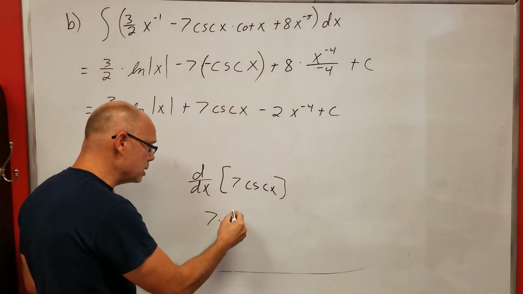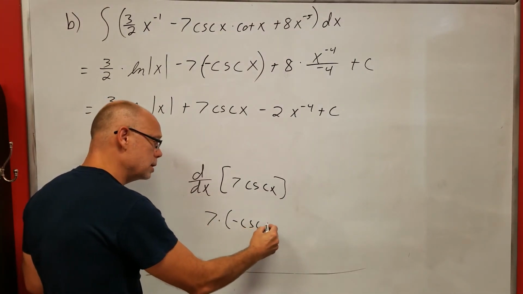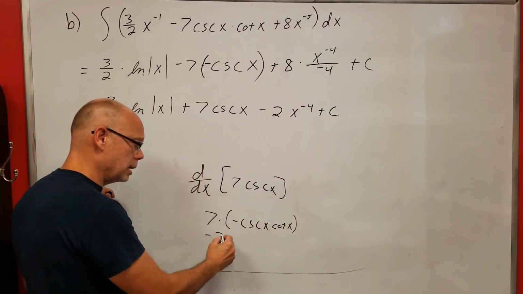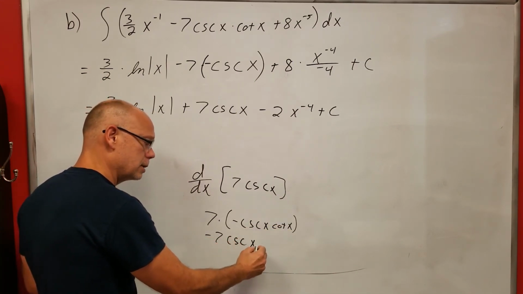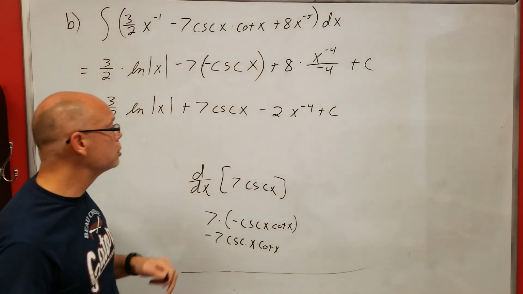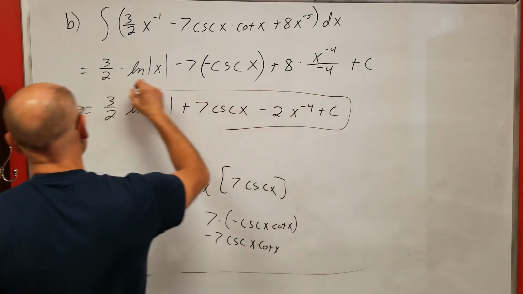What's the derivative of cosecant? Negative cosecant times cotangent. What does that give me? Negative 7 cosecant of x times cotangent of x, right? Isn't that what I wanted? Sure is, so I probably did that right. Here's my answer.